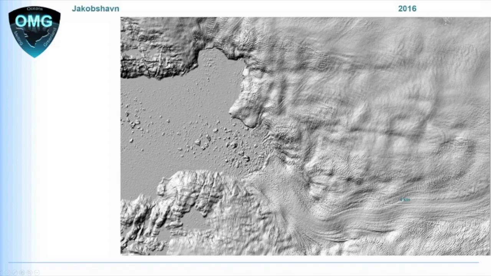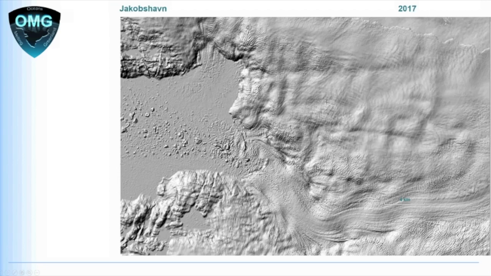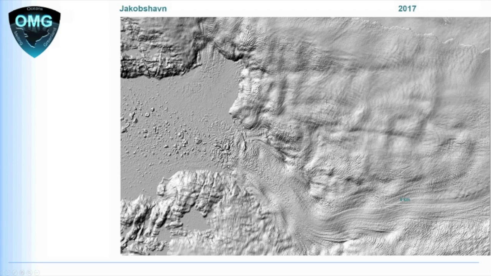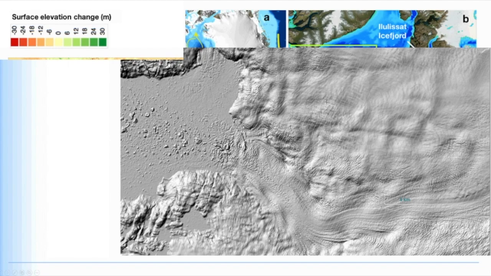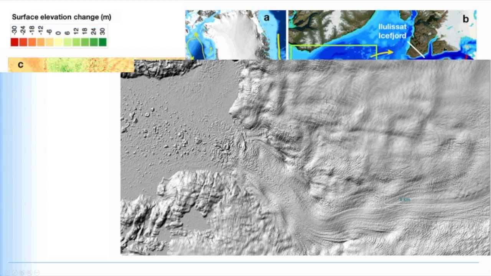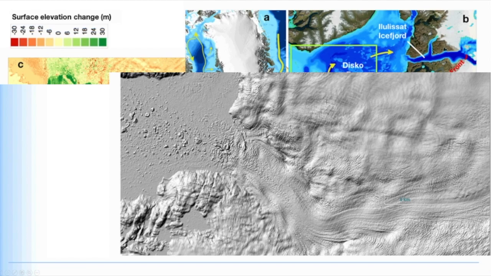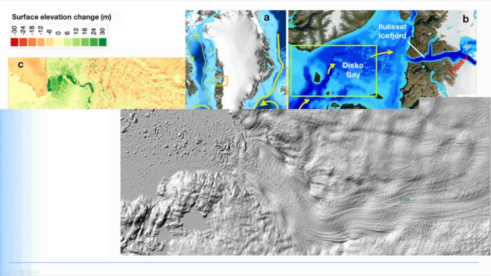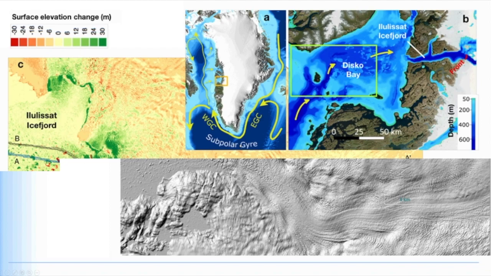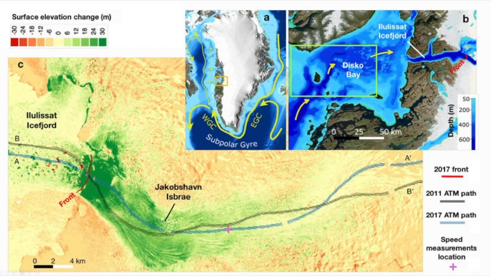And if we look between 2016 and 2017, here's 2017, Jakobshavn actually advanced by about 4 kilometers. And it turns out if we look at the difference between 16 and 17, which is shown in the color map here, green indicates that Jakobshavn actually got thicker. In fact, Jakobshavn thickened by about 20 meters between 2016 and 2017. And we've had a look now at the 2018 data, and it's thickened again by about another 20 meters between 2017 and 2018.